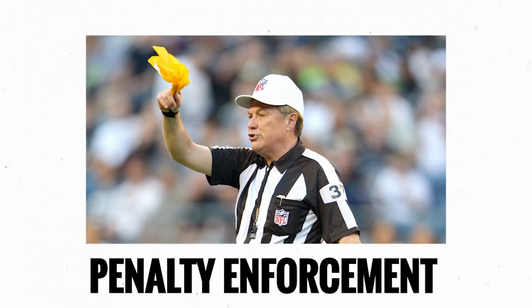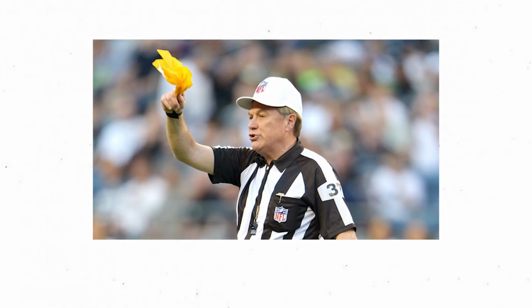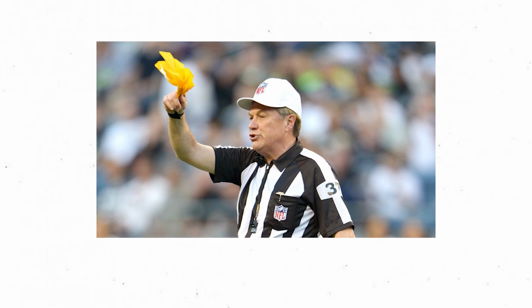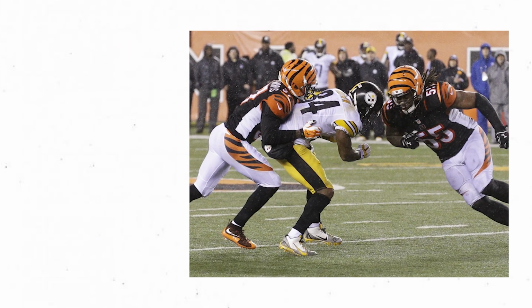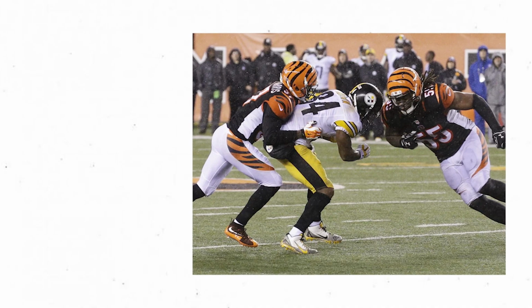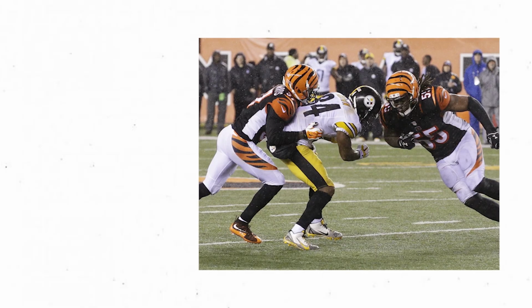Penalty enforcement. When a penalty occurs, the referee announces the infraction and the yardage. Automatic first down means the offense gets a new set of downs regardless of the yardage. Loss of down means the offense loses one of their 4 attempts. Some penalties can be declined by the team that didn't commit the foul if the result of the play was better than the penalty would be.